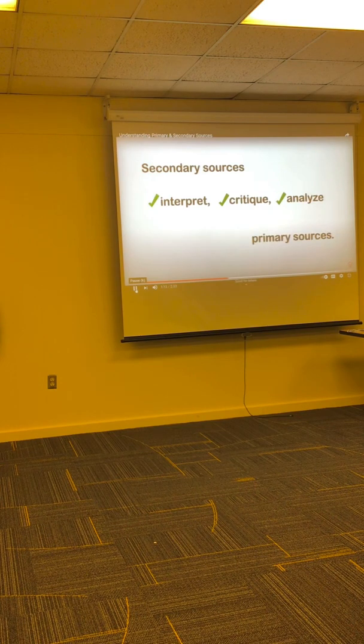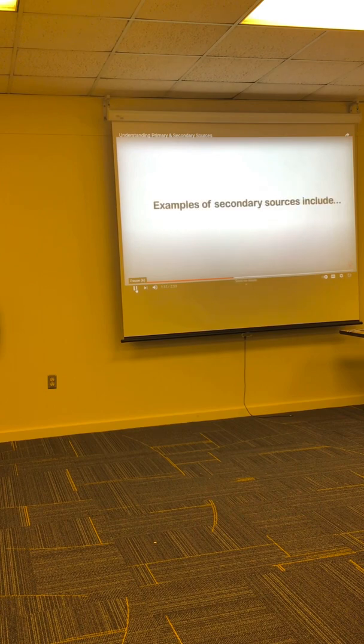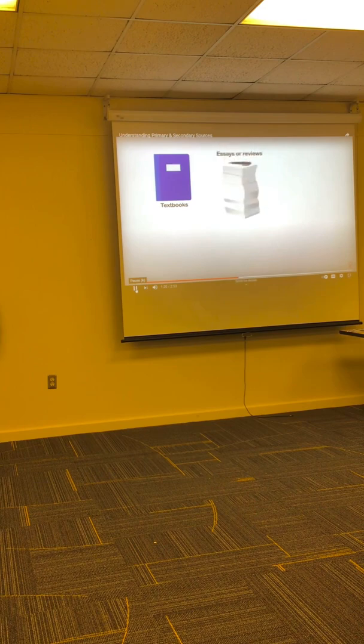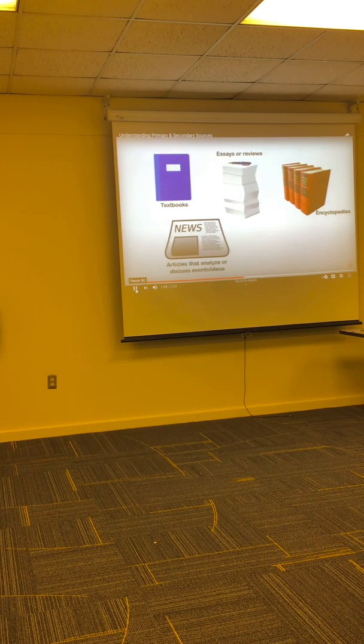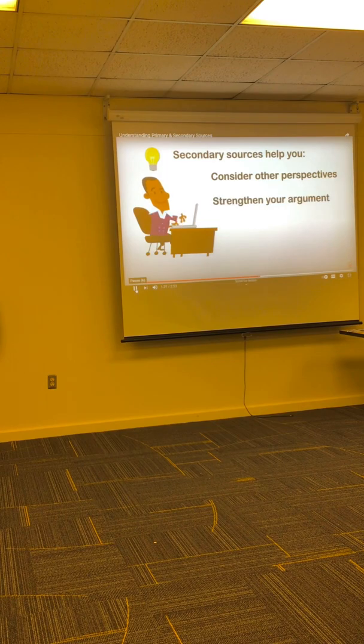It is information that is created or published from primary sources. Examples of secondary sources include things like textbooks, essays or reviews, encyclopedias, newspaper articles that analyze or discuss events and ideas, and criticisms and commentaries. It's a good idea to use secondary sources in research papers because you can learn about new perspectives that you may not have even considered, and they can also strengthen your own argument in the assignment.